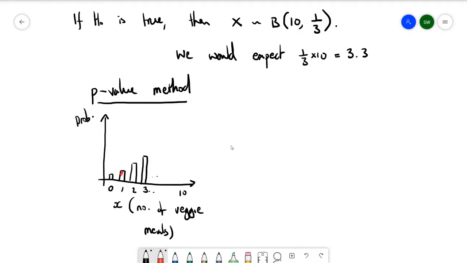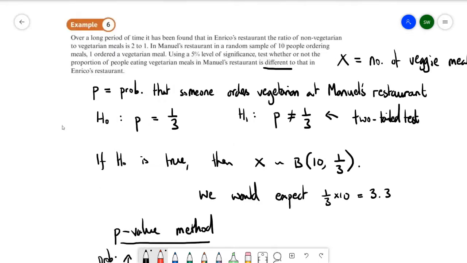So in our situation, only one person out of 10 ordered a vegetarian meal. So we've got to work out whether this is in the critical region. Well, our significance level was 5%. So remember, because it's a two-tailed test and we've got p is not equal to, we're going to half 5% and we're going to say the critical region can have no more than 2.5% in each tail.